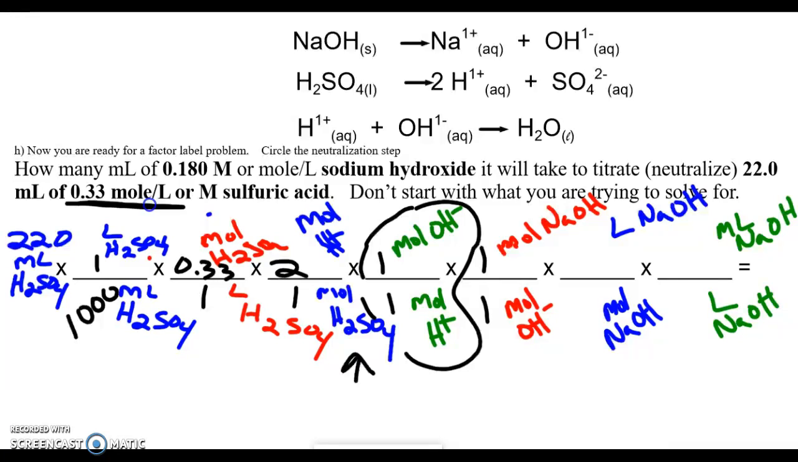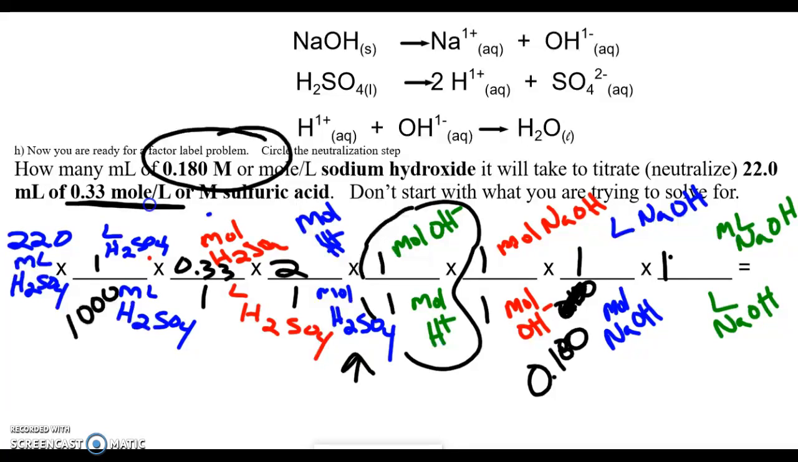The next step is liters over moles, which is molarity. They give us that in the problem. It is 0.180 moles. I apologize, folks. The board's really funky there. 0.180 moles of sodium hydroxide in 1 liter of sodium hydroxide.